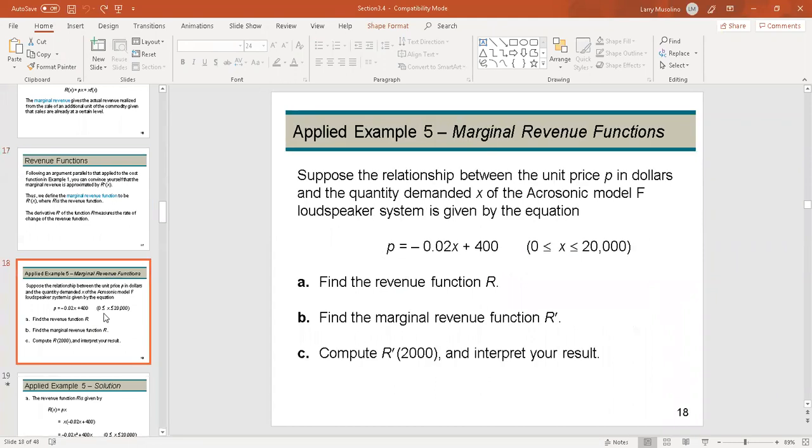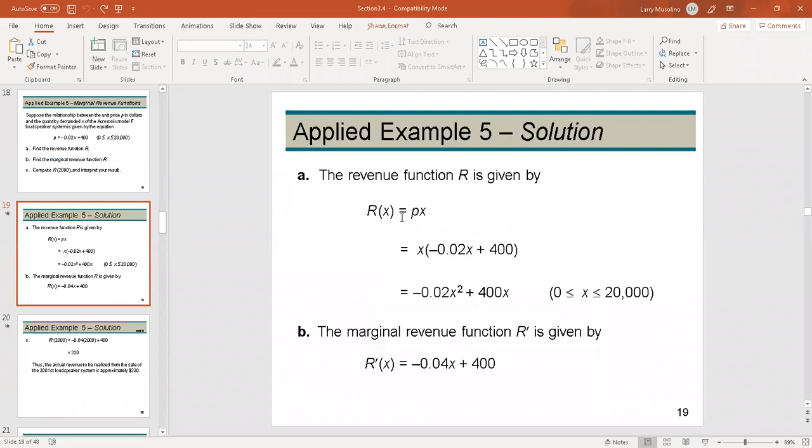All right, let's do an example here. So this is the price for some loudspeakers. It says the price is negative 0.02x plus 400. What this function is trying to tell you is the price depends on how many units you sell. And that probably makes sense. You probably know from your own experience that the price depends on the number of units sold. It says find the revenue function, find the marginal revenue function, and then calculate R prime of 2000.